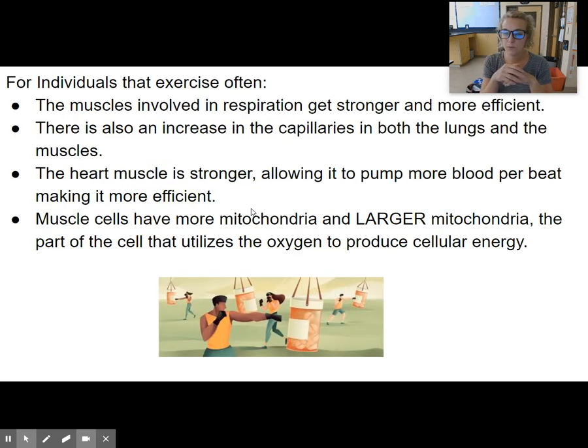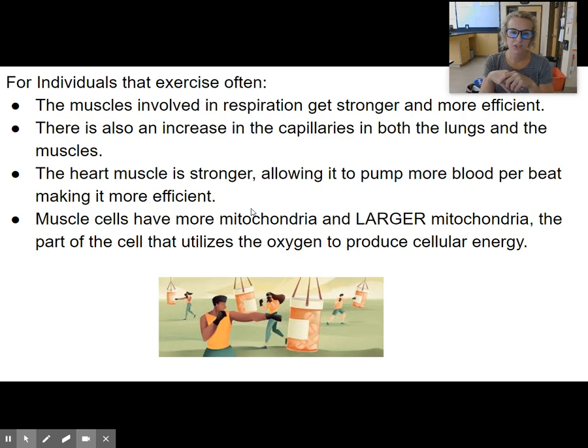Okay. For people who exercise more, remember your heart and your respiratory muscles, they are muscles, which means they gain strength and can be trained. So if you are someone who is an exerciser, the muscles involved in respiration are stronger and more efficient. You have muscles in between your ribs called intercostal muscles that can strengthen to force your chest cavity closed or to expand it more. Your diaphragm is a muscle that you can train.